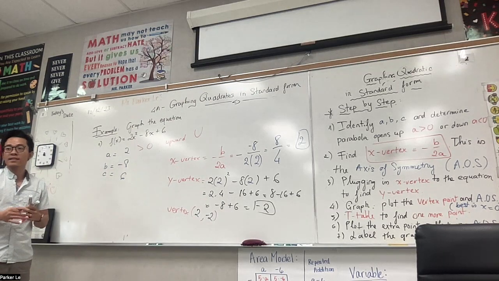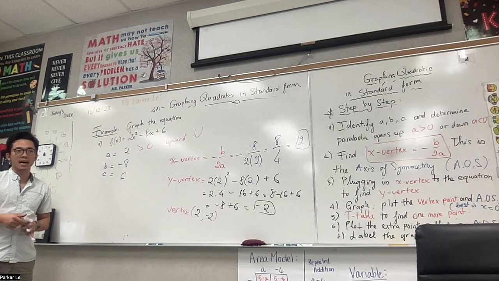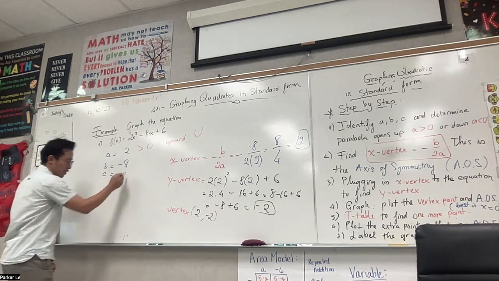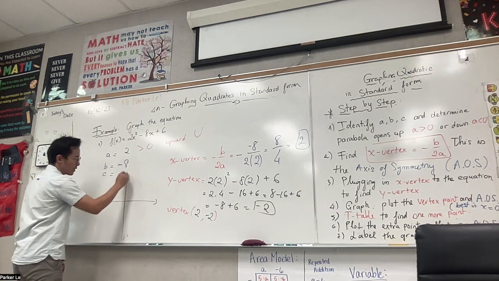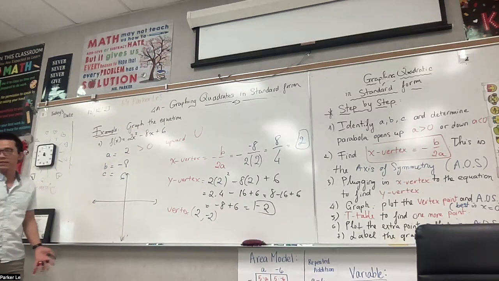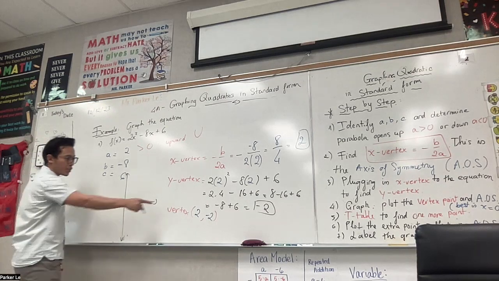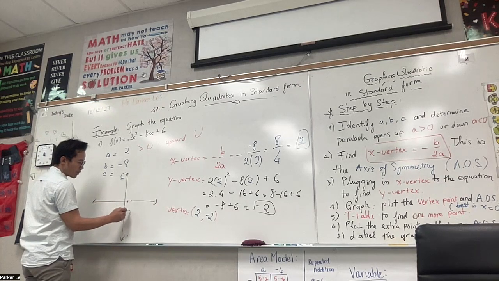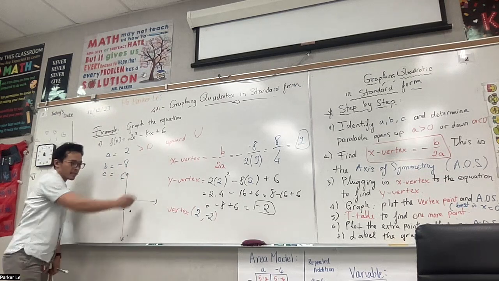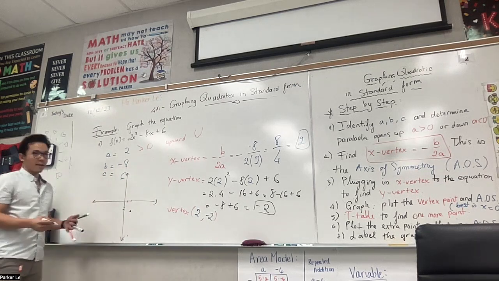As long as you have the vertex, you can start graphing right away. I'll say that again: as long as you found the vertex, you can start graphing right away, because the vertex is the important point. You already know the vertex, 2 and negative 2.